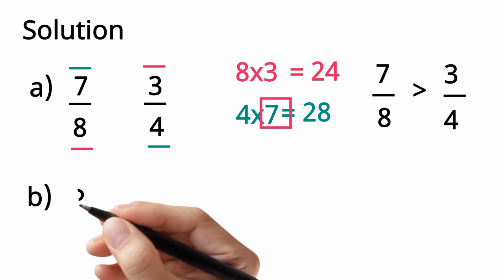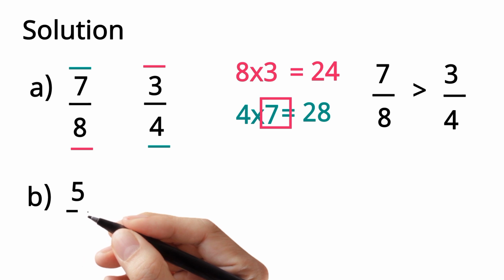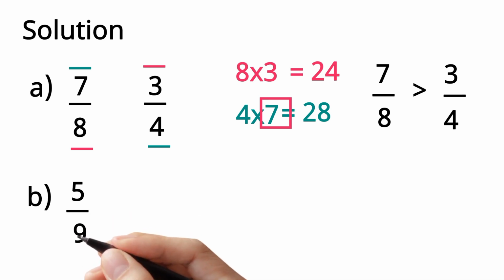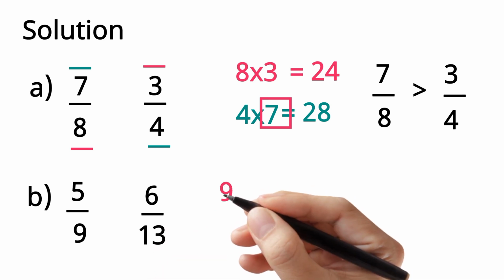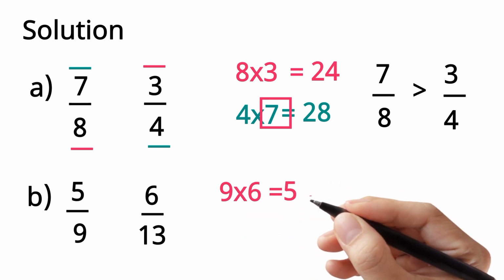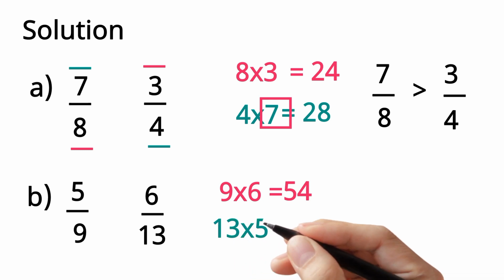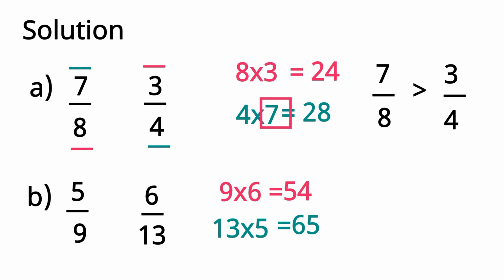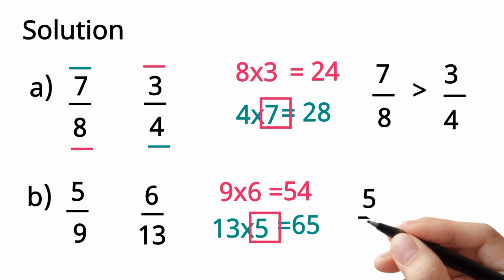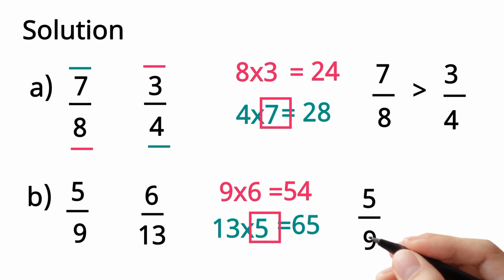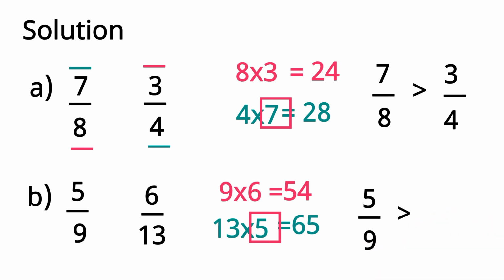Now B, we have 5 over 9, also 6 over 13. Now 9 times 6 is equal to 54, but 13 times 5 is equal to 65. So since 5 is the numerator which brought us the biggest product, its fraction is the one which is bigger. Now 5 over 9, this fraction is greater than 6 over 13. Answer.